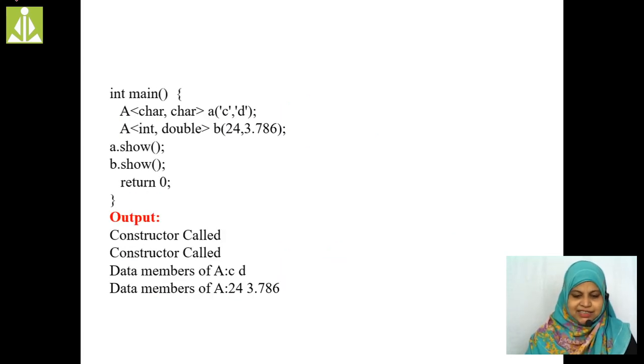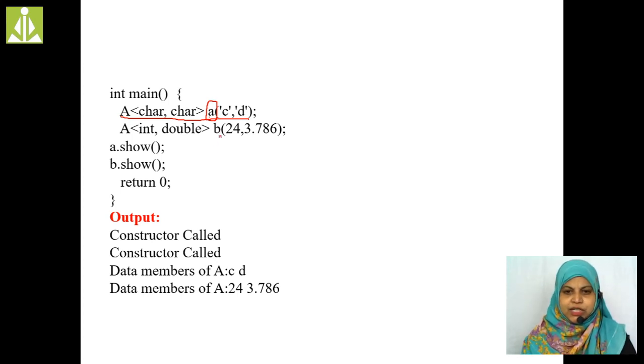Now see here, in the first case I am going to pass two parameters, character C comma D. For the class A, I am going to create one object A. Whenever the A object is created, automatically the parameterized constructor is going to be invoked. In this parameterized constructor, I am going to pass C comma D values.